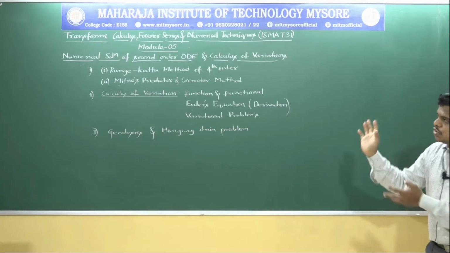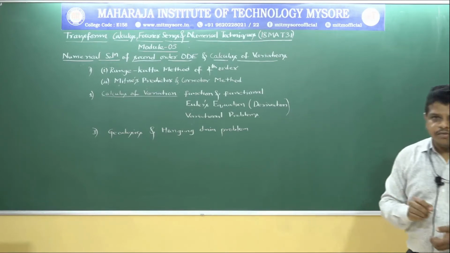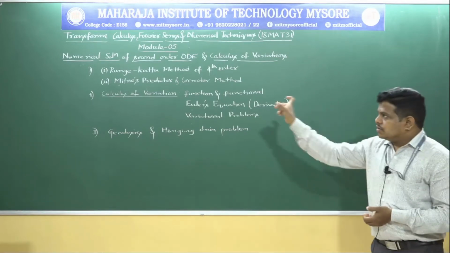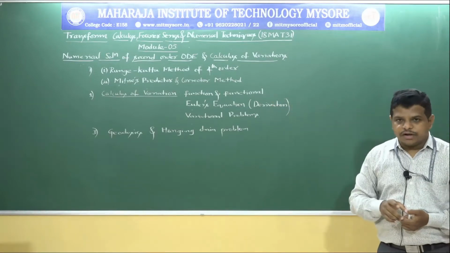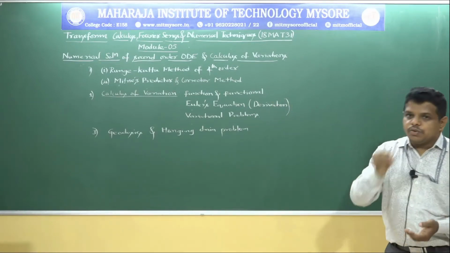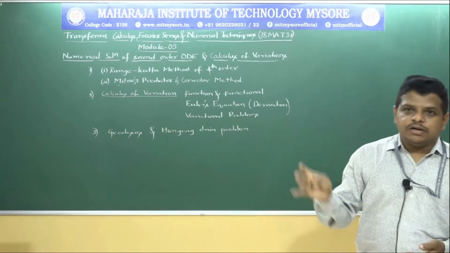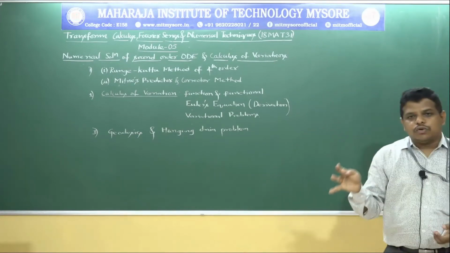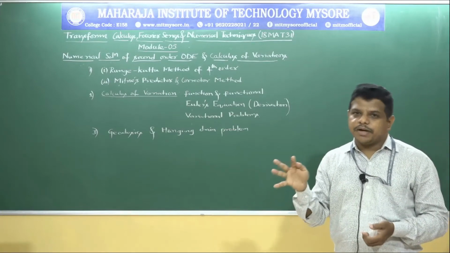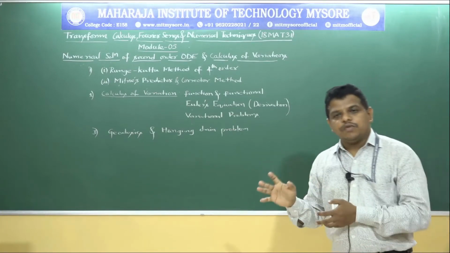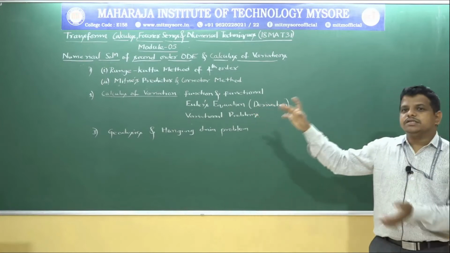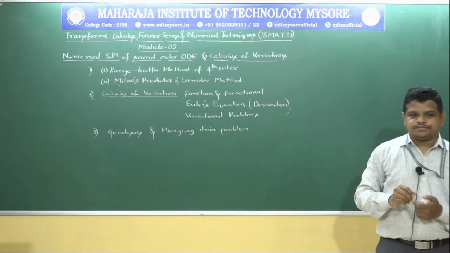in such cases we can use numerical methods. In your previous module, that is module number 4, you already learned about numerical solution of first order ordinary differential equations. In that case you have 5 methods, that is Taylor series method, Euler's modified method, Runge-Kutta method of fourth order, and Milne's and Adams predictor and corrector method. These are some of the applications of numerical methods for differential equations.